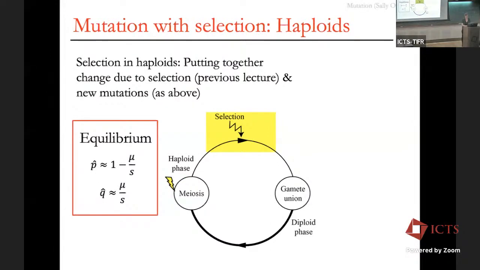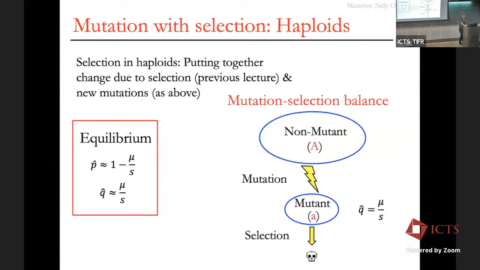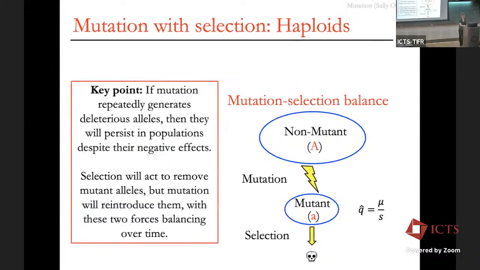Okay. So we find the mutation selection balance, it's called. And that tells us how large this pool is going to be. The key point is that if mutation repeatedly generates deleterious alleles, then they will persist in the population despite their negative effects. Selection will remove them, but mutation will reintroduce them.